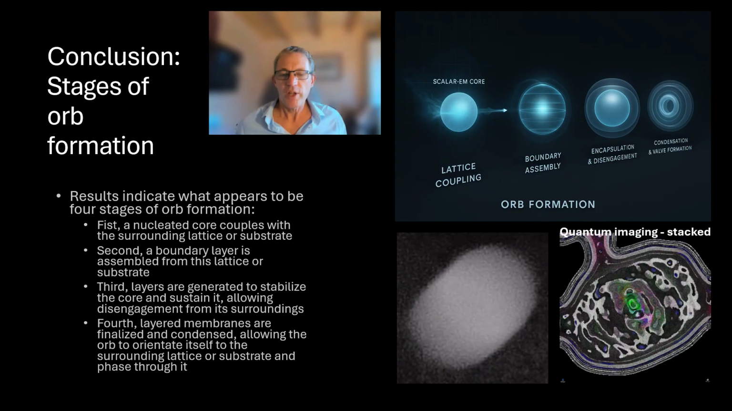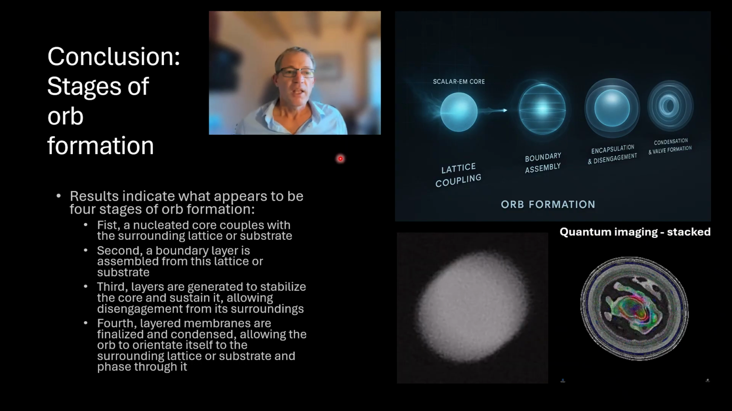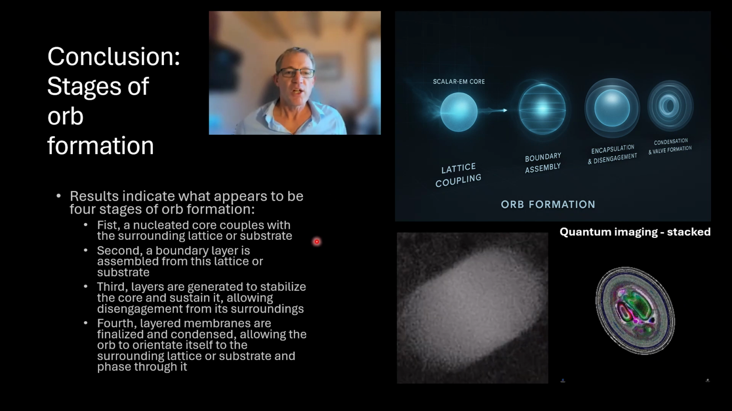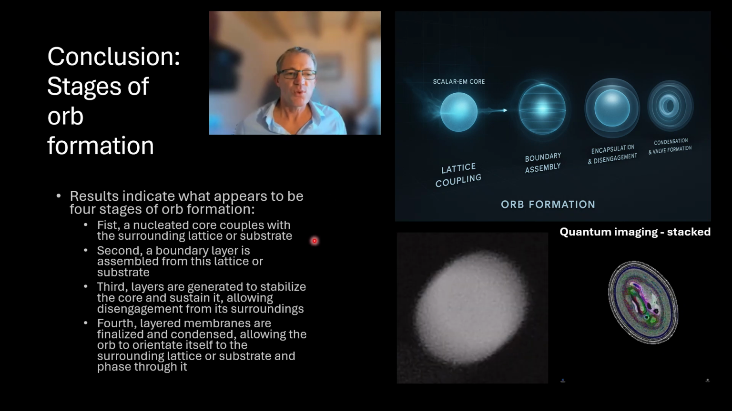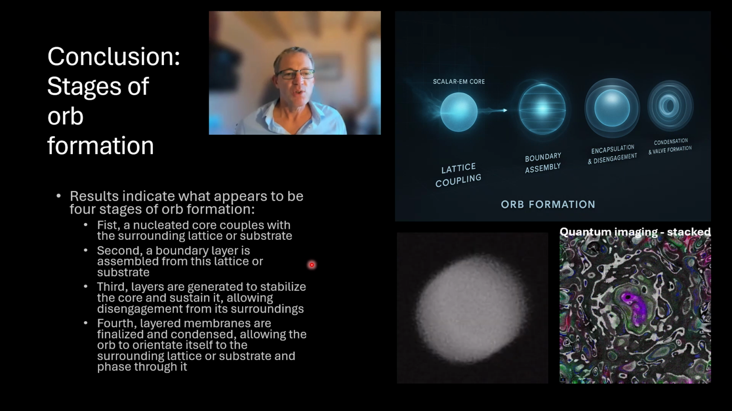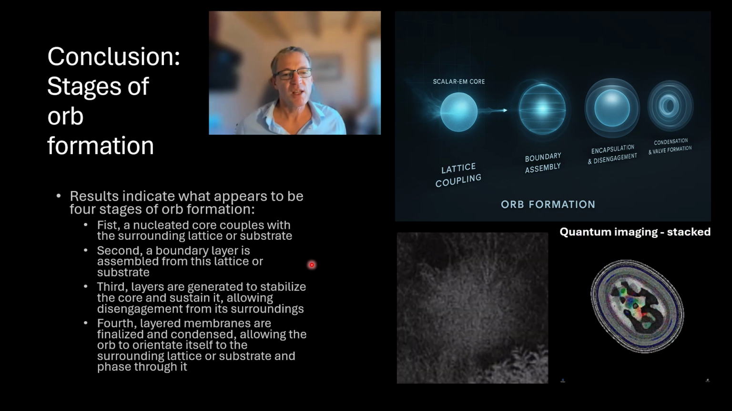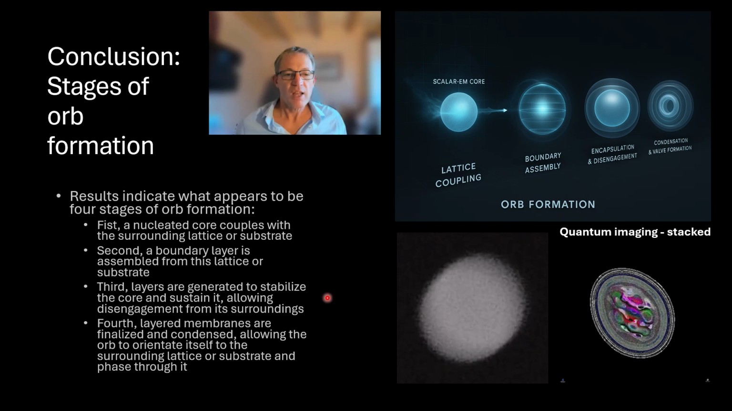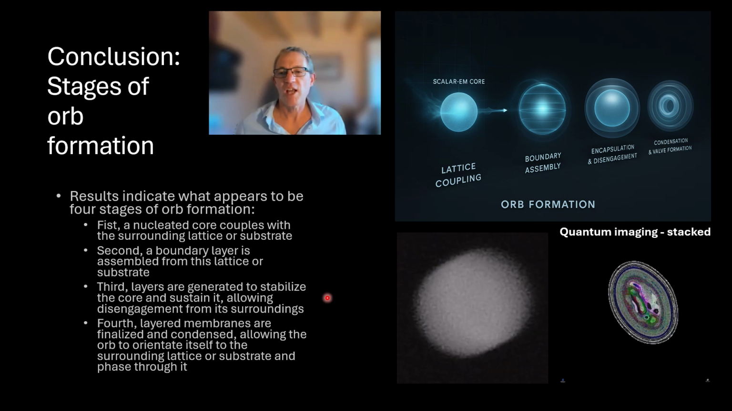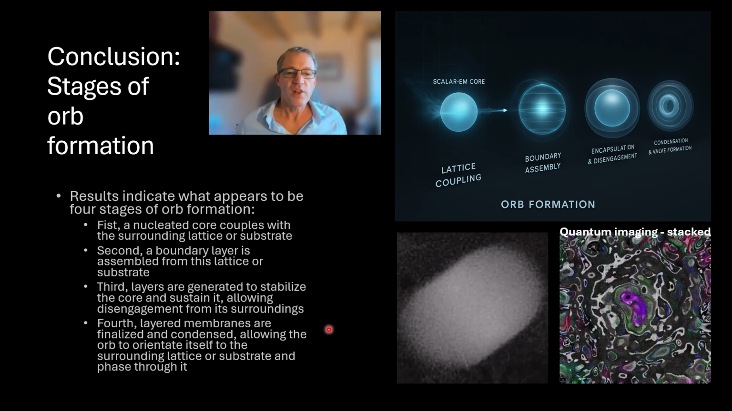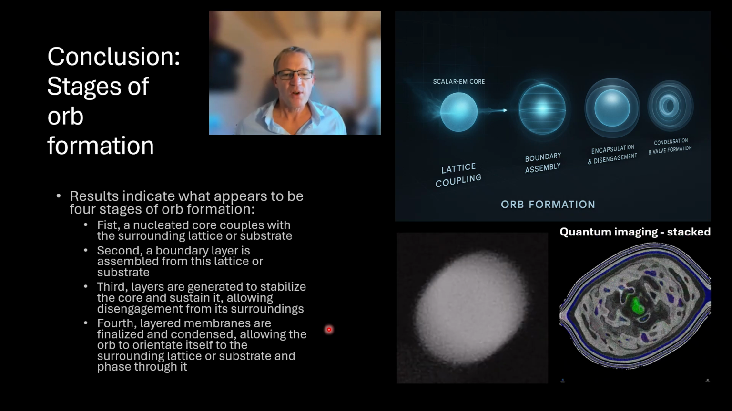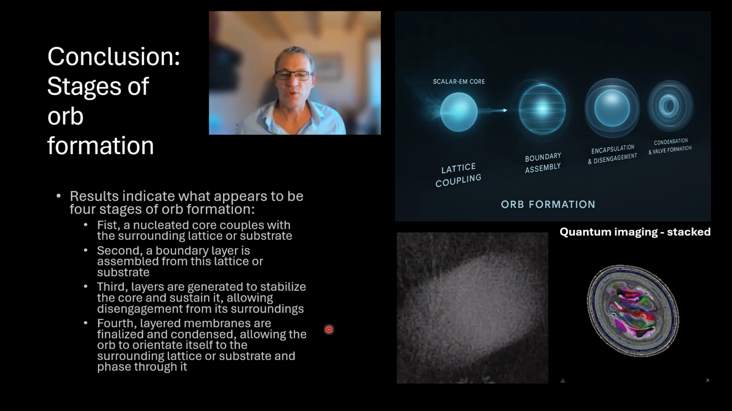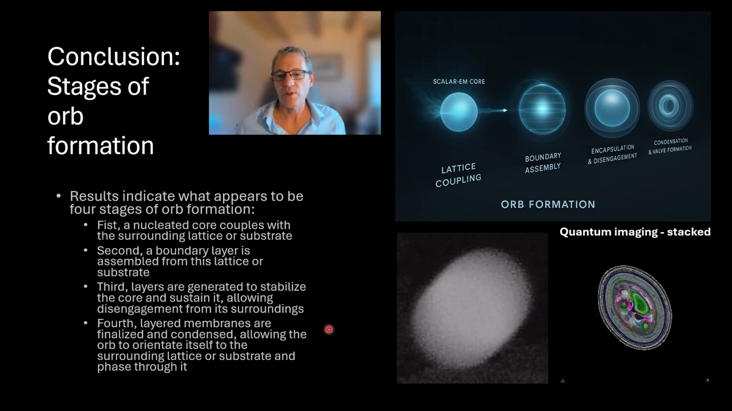So just concluding, here we have stages of orb formation. So we've got a nucleated core that couples with the surrounding lattice or substrate. Second, a boundary layer is formed, as we've got on the picture there. Third, layers are generated and stabilized to stabilize the core and sustain it, allowing disengagement from its surroundings. And fourth, the layered membranes are finalized and condensed, allowing the orb to orientate itself to the surrounding lattice or substrate and to phase through it.